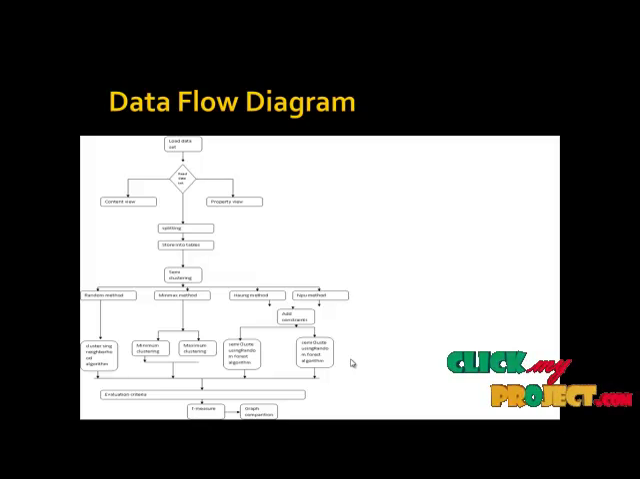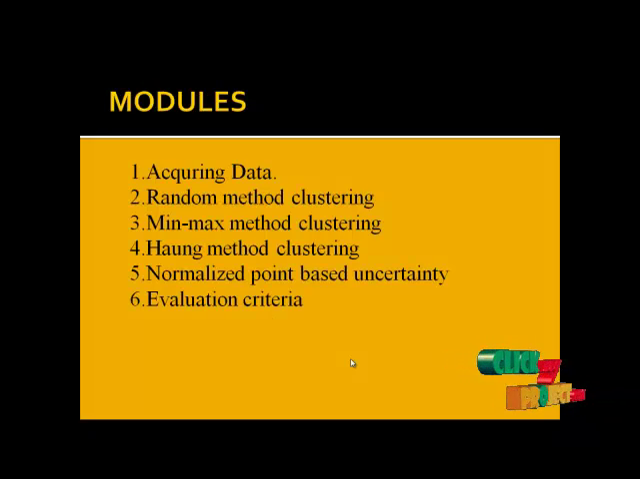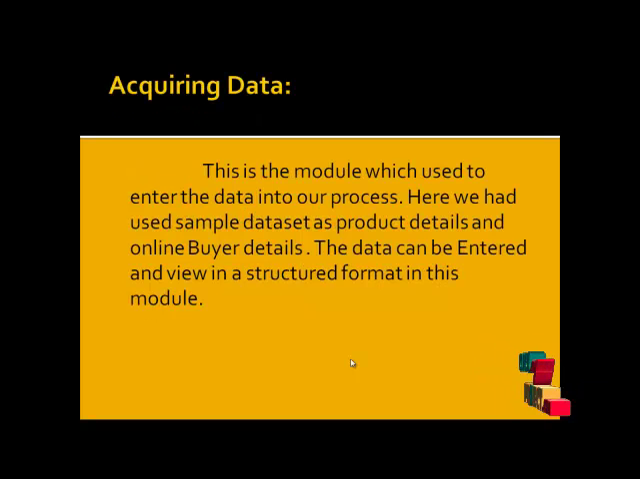In this project, we contain the following modules. First one is accumulating data. Another one is random method clustering. Third one is min-max method clustering. Another one is hang method clustering. Then the harmonized point uncertainty method. Finally, evaluation criteria.